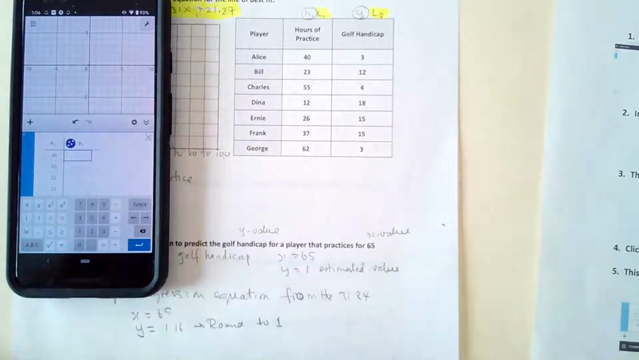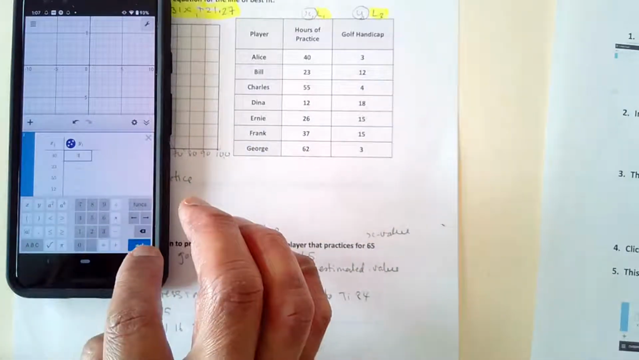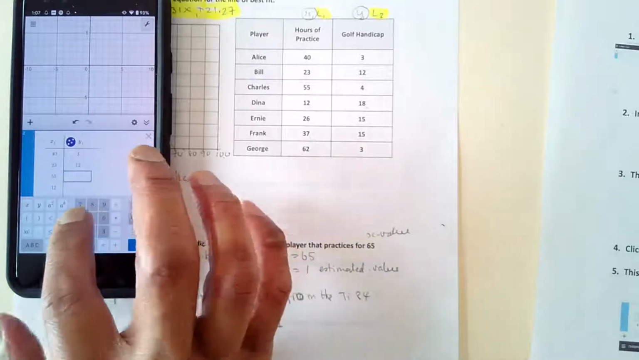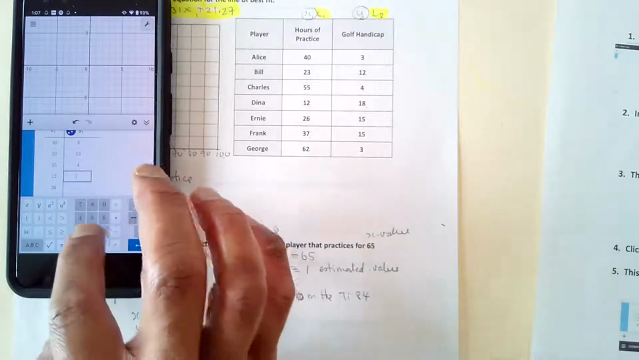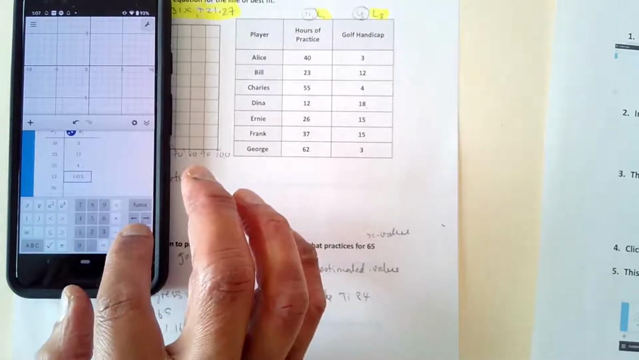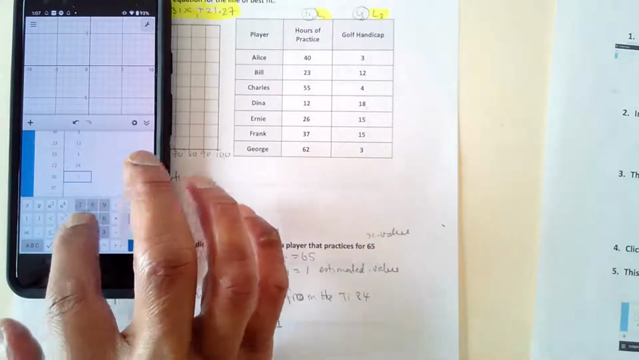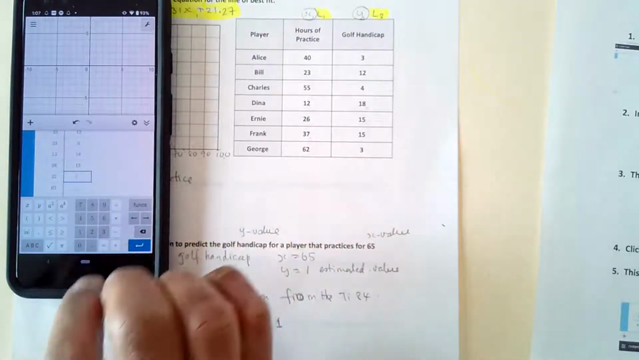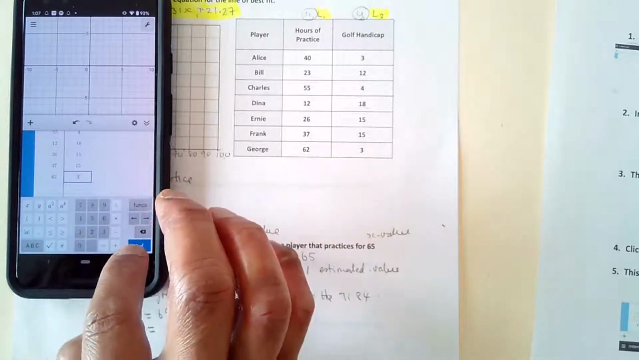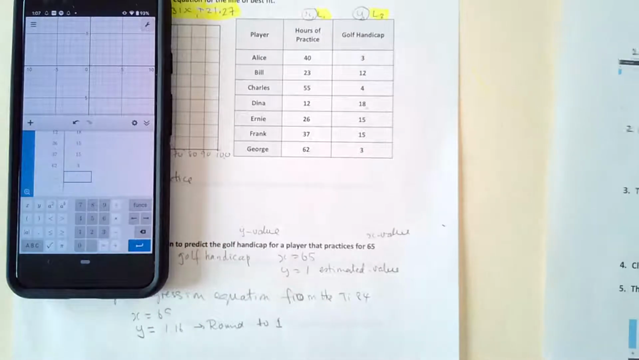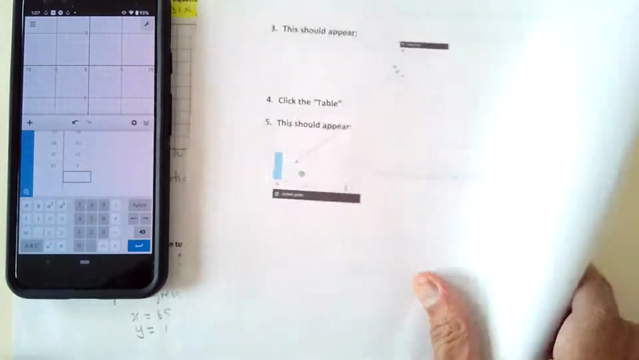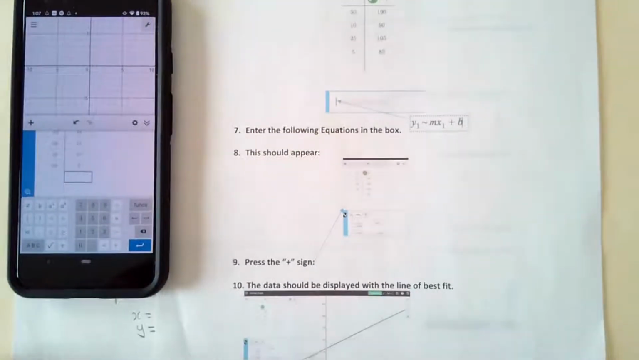Now I go to Y1, 23, enter, 12, enter, 4, enter, 18, 50, enter, 15, another 15, and 3. So now you enter all of your data. So we have done that. We've entered our table of data.